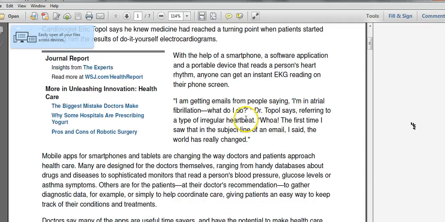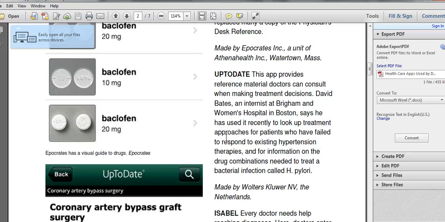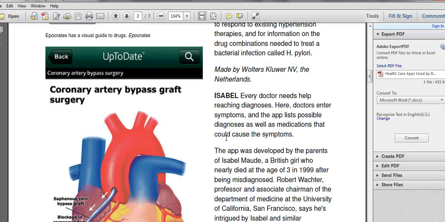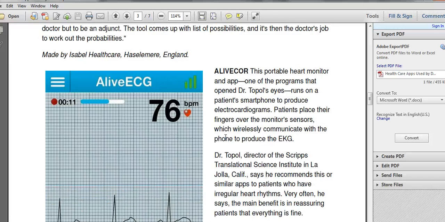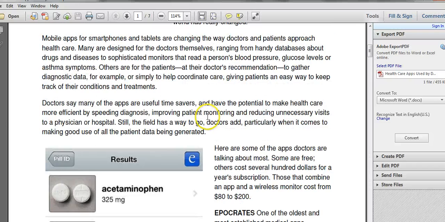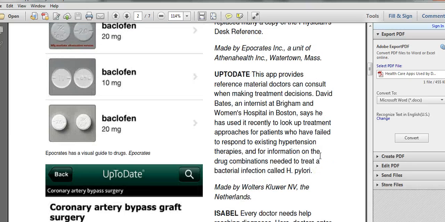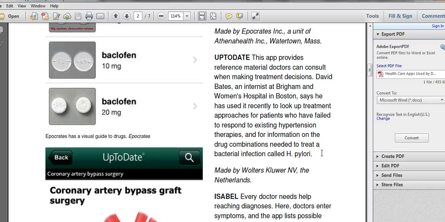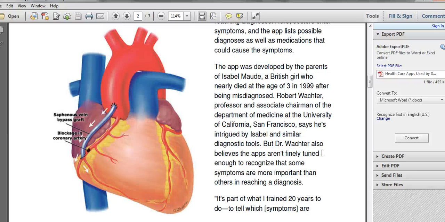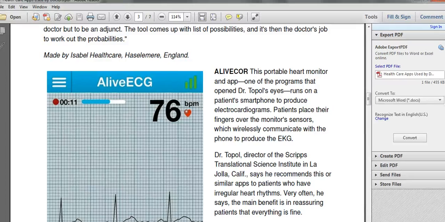Again, it's a very short article, but it'll give you an idea of the commonly used mobile apps used by doctors. For example, Hippocrates, one of the oldest and most established medical apps, gives doctors basic information about drugs, the right dosing for adults and children, and warnings about harmful interactions. These apps are specifically for doctors and kept up to date. Another app provides reference materials doctors can consult when making treatment decisions.